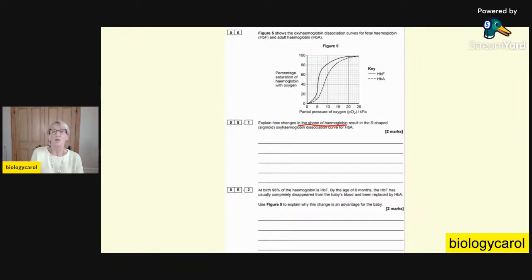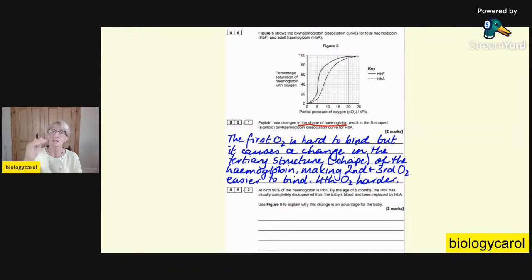Because, where are we? Adult hemoglobin. This part of the graph is because it's actually quite tricky for the first oxygen molecule to bind to the hemoglobin. However, that first oxygen molecule causes a change in shape of the tertiary structure of the hemoglobin. And therefore, that makes oxygen molecules 2 and 3 far easier to bind, which is why you get this sharp gradient here. And then finally, the 4th oxygen is harder to bind again.